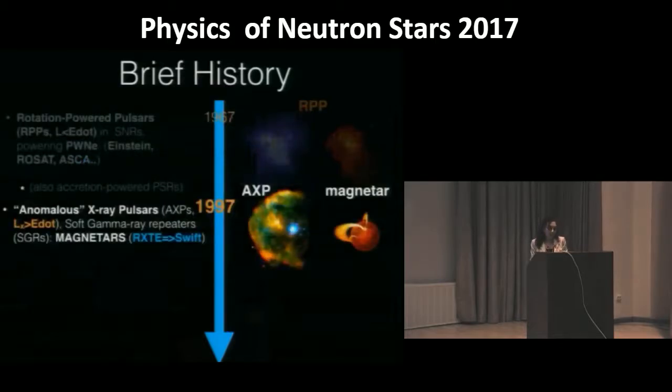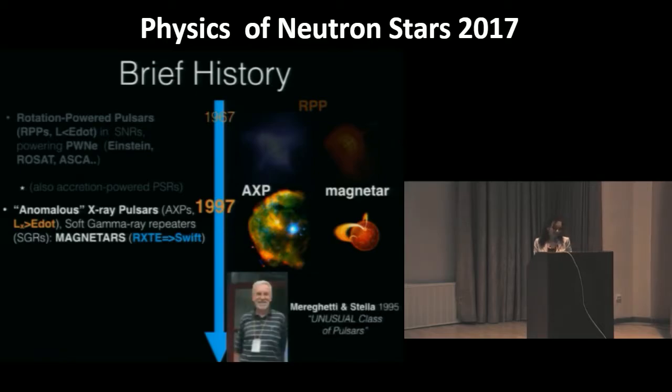And in the 90s, there was a surge in studying the anomalous X-ray pulsars and the soft gamma ray repeaters, which were later united under the family of magnetars, particularly thanks to the RXTE satellite. And it's worth noting that the term unusual class of X-ray pulsars was first introduced in a paper by Sandro Mereghetti. This is a picture taken at this meeting, not in 1995, saying that this is an unusual class of pulsars, unusual at the time because they have spectra very soft in comparison to the accretion-powered pulsars. At the same time, their X-ray luminosity exceeds their rotational energy loss, and therefore they cannot be powered by rotation.